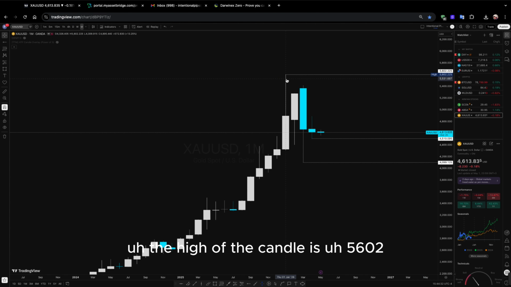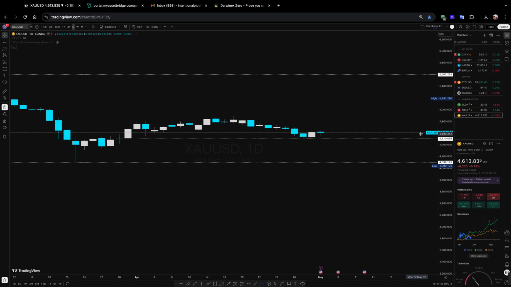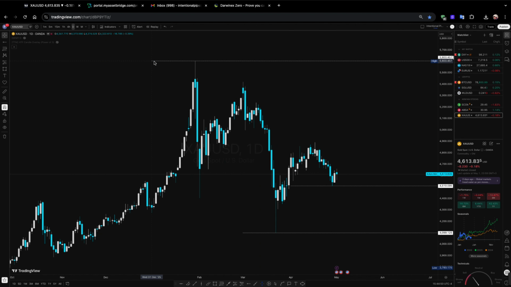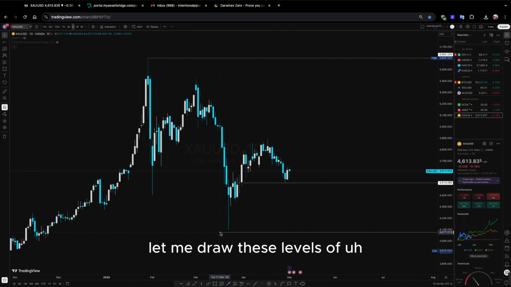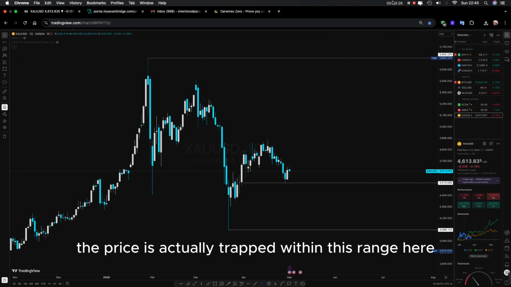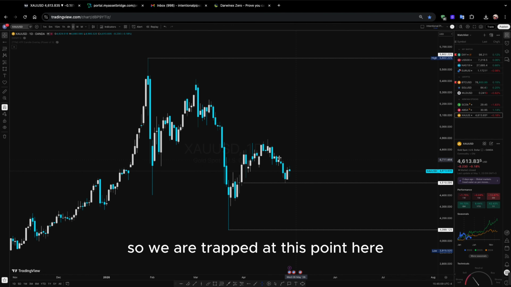The high of the candle is 56.02, so we haven't gone beyond that. After that we came back down and got rejected from going higher. So let me draw these levels of dealing range. This is our dealing range. The price is actually trapped within this range here. It hasn't broken the high, it hasn't broken the low, so we are trapped at this point here.